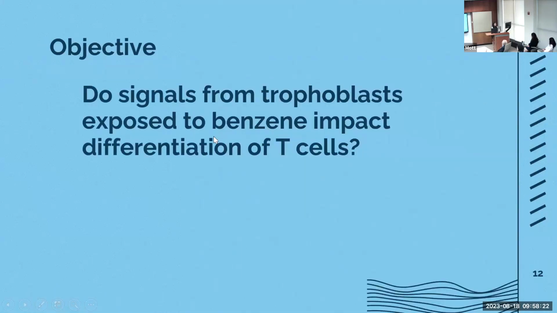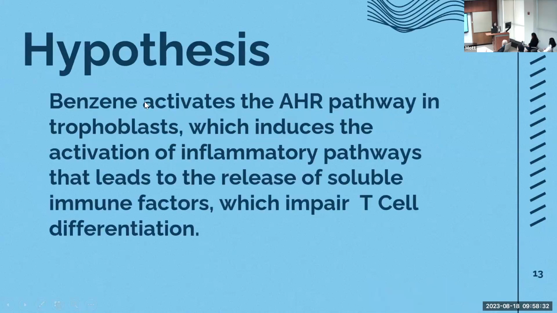So the objective of our project was to answer the question, do signals from trophoblasts exposed to benzene impact differentiation of T cells? The hypothesis was that benzene activates the AHR pathway in trophoblasts, which induces the activation of inflammatory pathways that leads to the release of soluble immune factors which impair T cell differentiation.